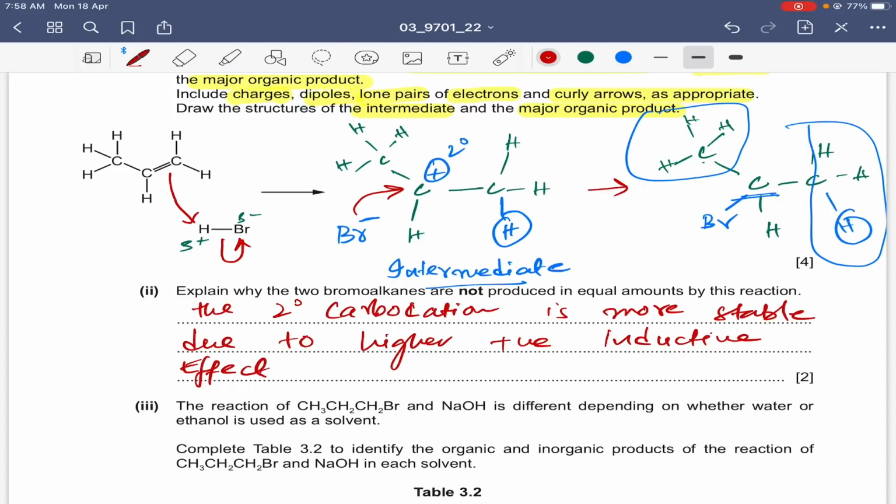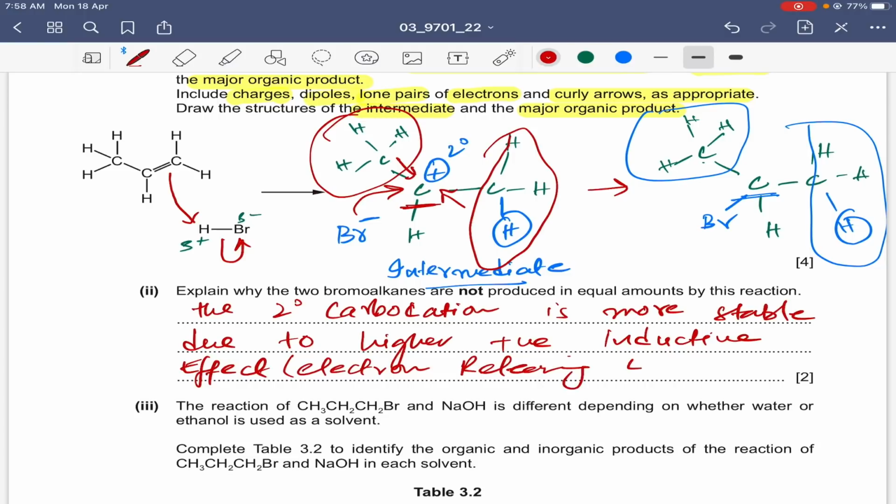We can say this is a secondary carbocation. So these carbons which are directly attached to this methyl group and this methyl group, which are directly attached to the carbon, they release some of their electron density to this positively charged carbon. So the positive charge intensity decreases on the carbocation and it becomes slightly stable. So due to higher positive inductive effect, which is electron releasing effect, the secondary carbocation is more stable.